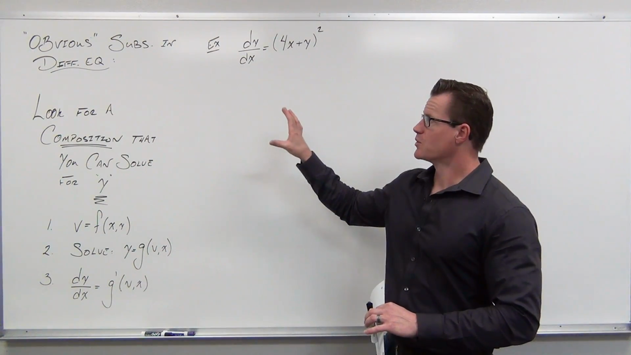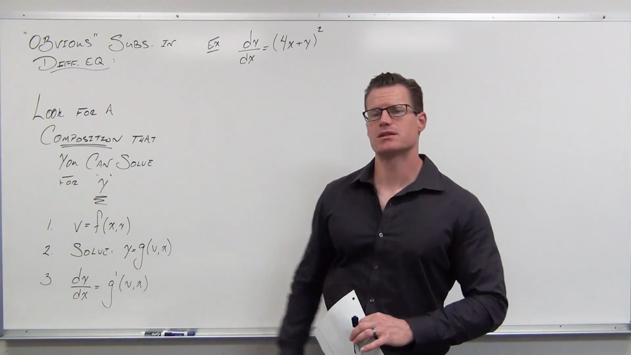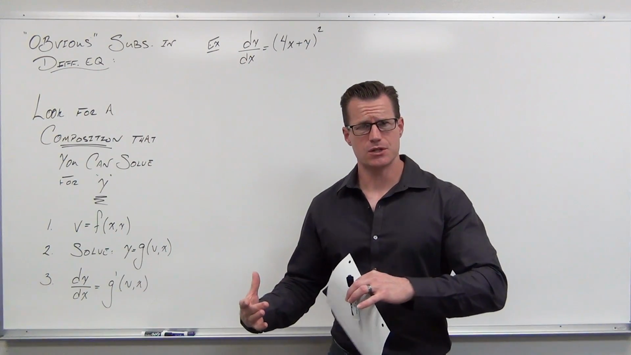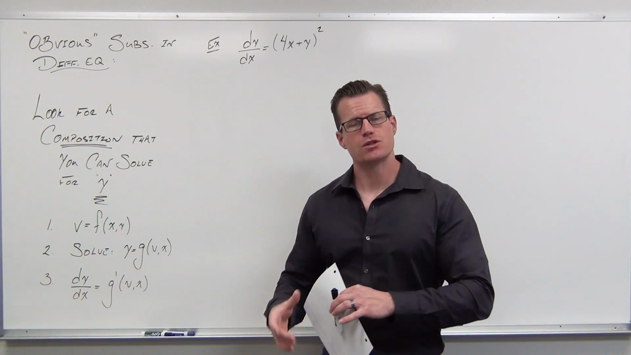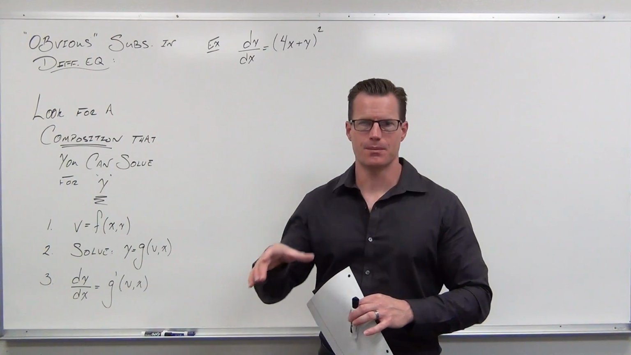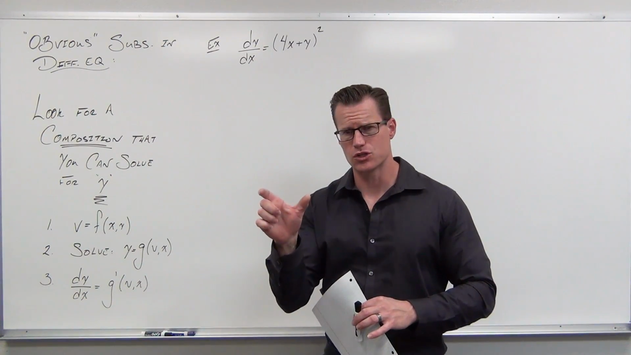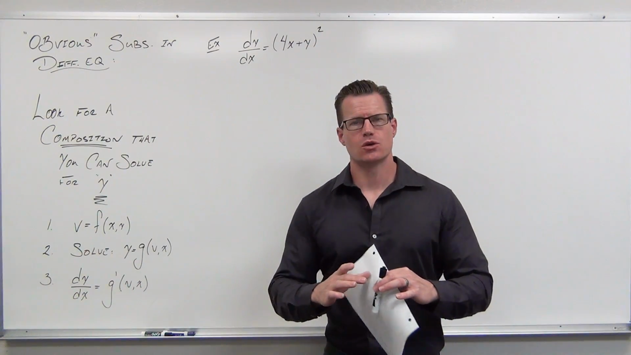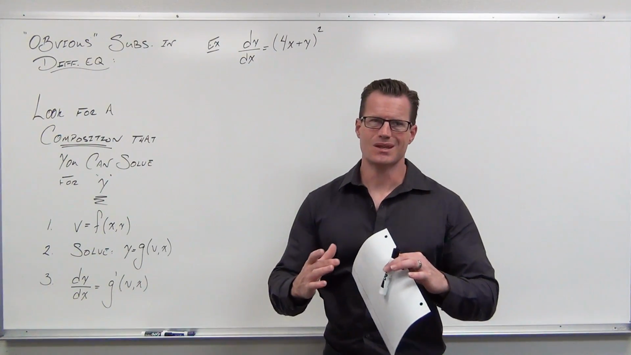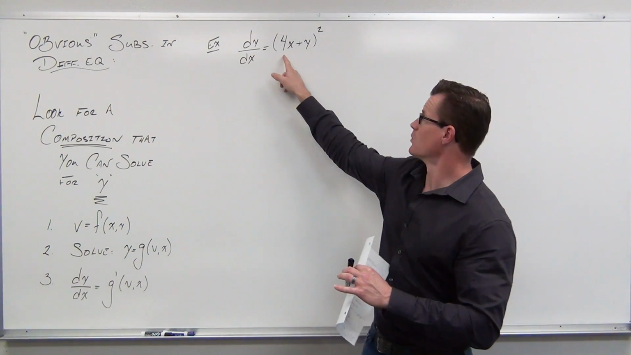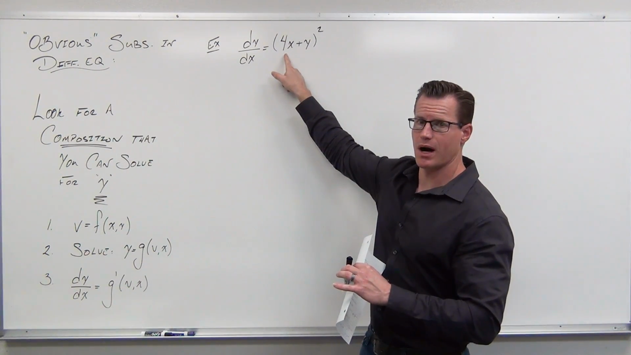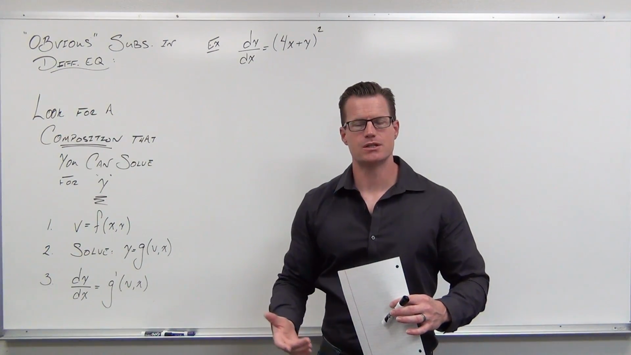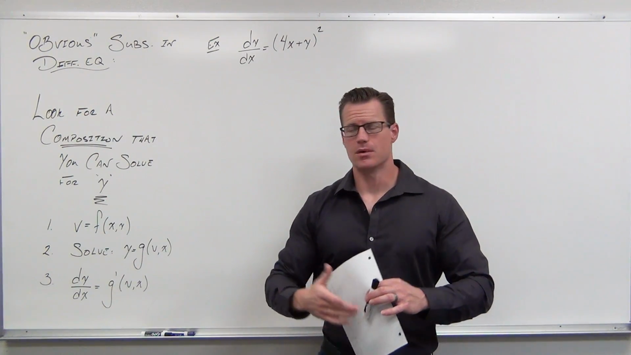Sometimes we can get some substitutions that are obvious. Here's what you're looking for. Obvious means that what you're going to substitute is typically a composition. So look in your differential equation for a composition. A composition means you have one function inside of another function. Like in this case, you have 4x plus y inside this other function of something squared. That's a composition of functions. We're going to identify that as some v.